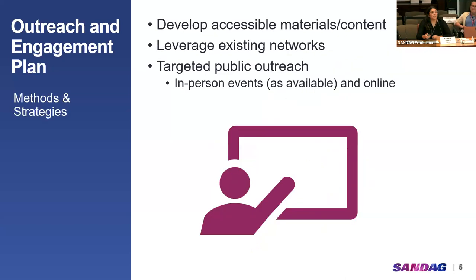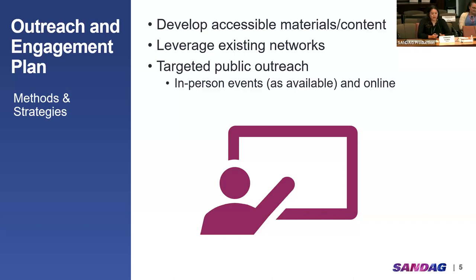So with that, I'm going to move on to the other side of our outreach and engagement plan. This is on methods and strategies. Since August, we've developed a couple of key strategies that we've named in the plan. The first of which is to develop accessible materials and content. We're going to leverage and follow SANDAG agency-wide best practices, so complying with the language assistance plan and looking at a procedural equity perspective, making sure that our material is in print and digital versions wherever possible, and having all those different types of ways to engage for different types of folks and their backgrounds.